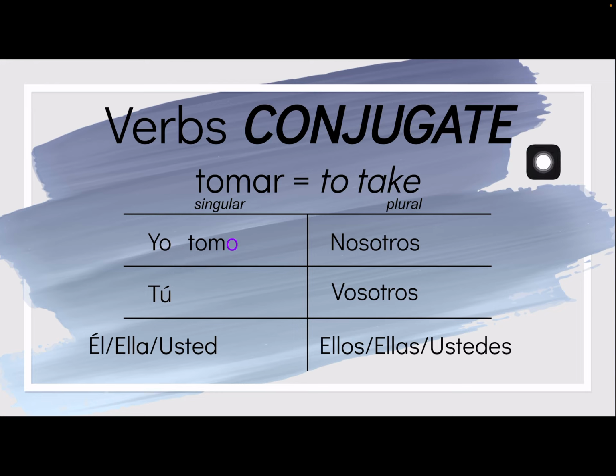I'll talk about how to kind of form that more, but for now what you need to see is that the endings are different.